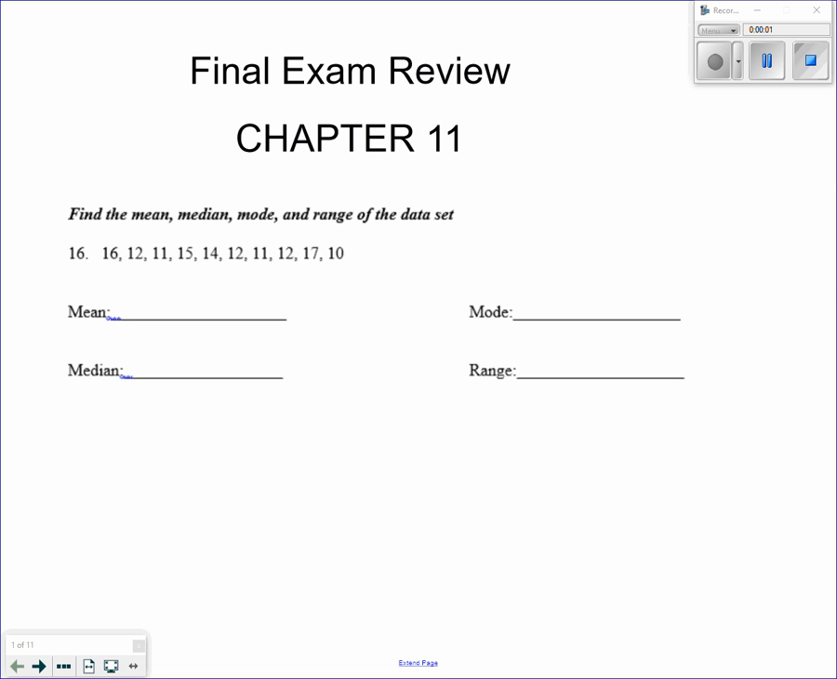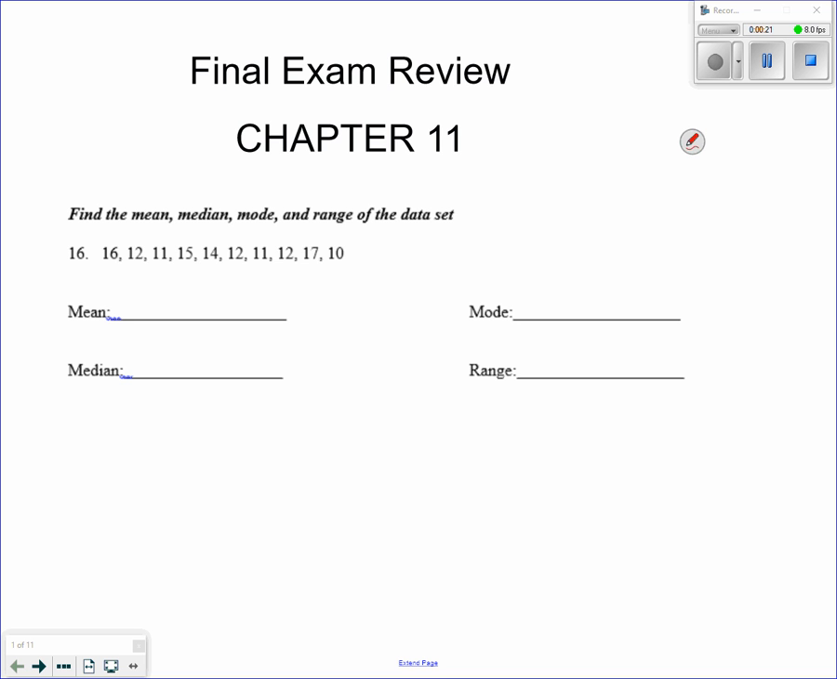All right, let's begin our next chapter in our review for final exams. Today we're going to talk about chapter 11, which is data analysis and statistics. This is a continuation of the chapter 10 and chapter 11 review guide. The first topic we're going to talk about is finding the mean, median, mode, and range of a data set.